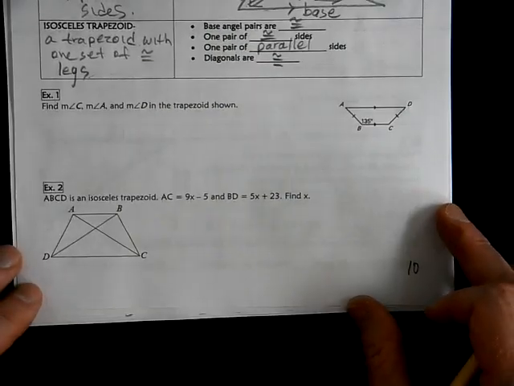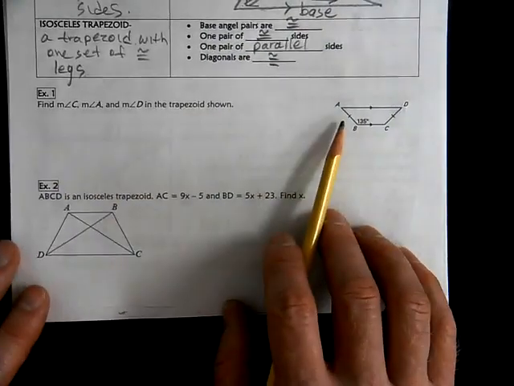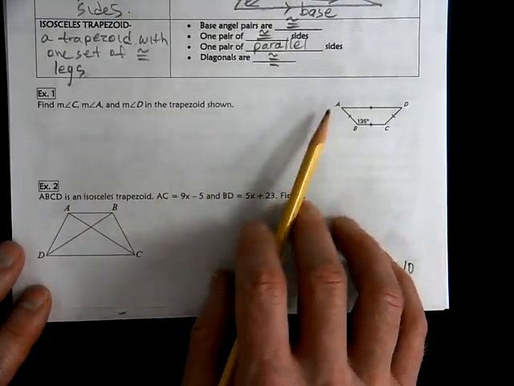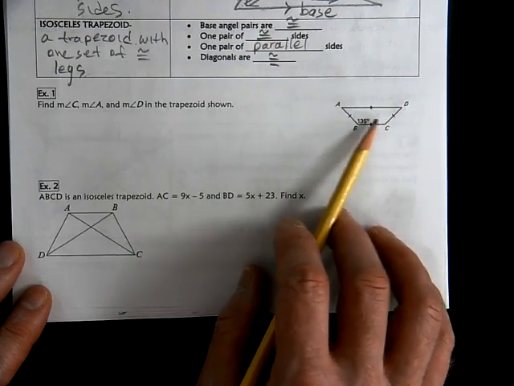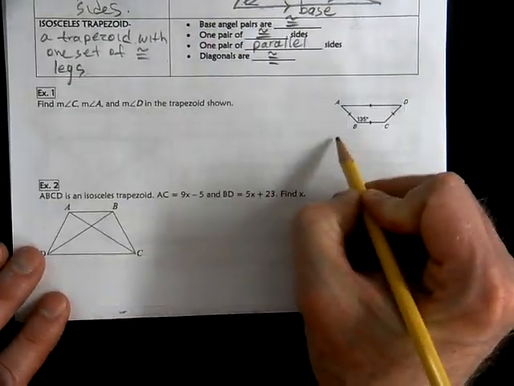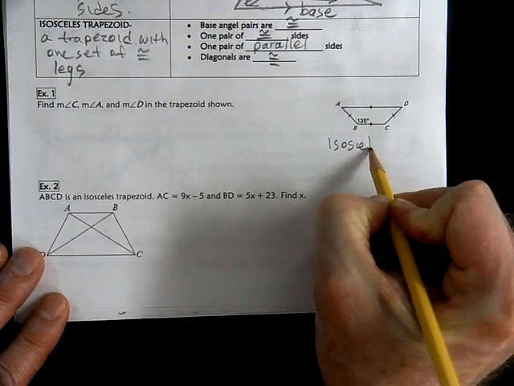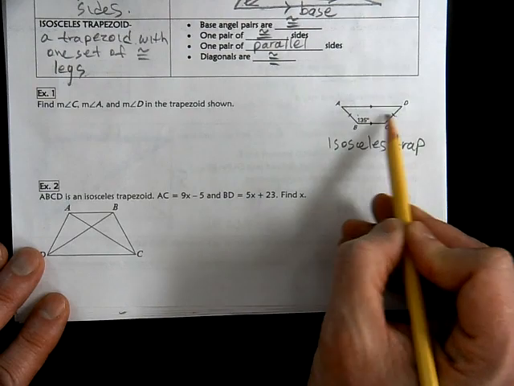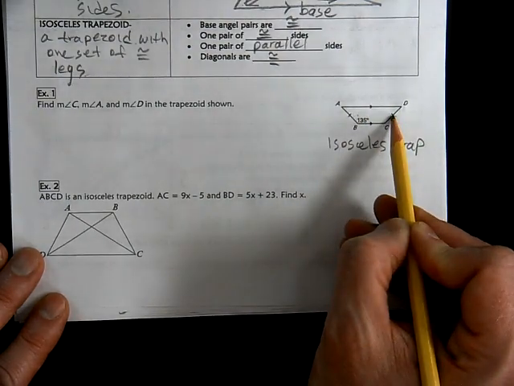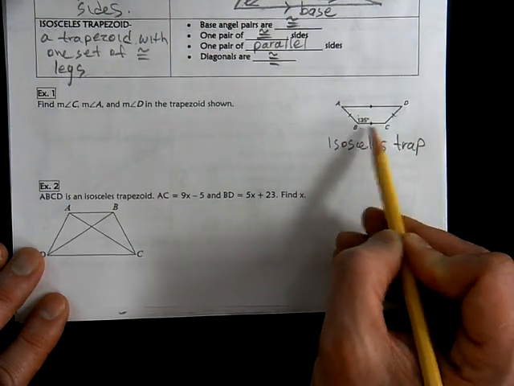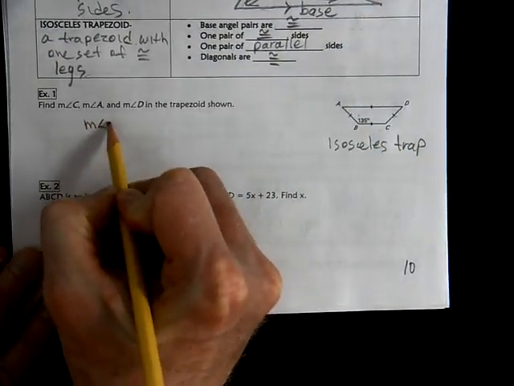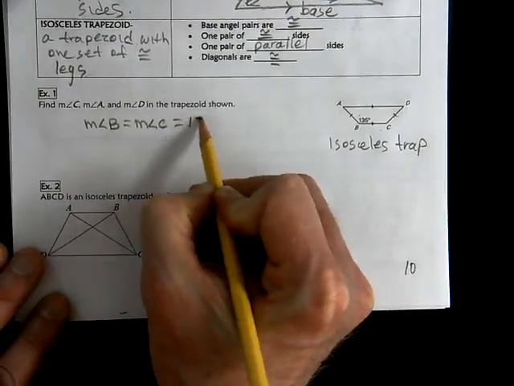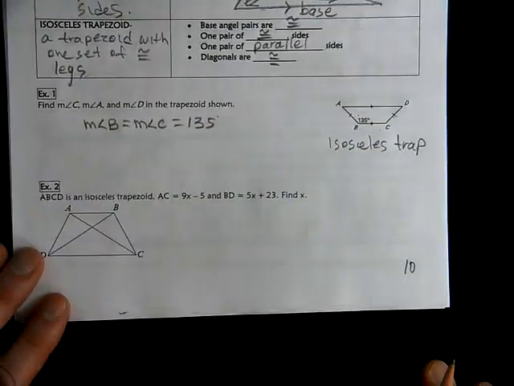So let's take some of those facts. Let's answer question 1. This is a trapezoid. This is an isosceles trapezoid, because it has the legs the same length. So I know that the measurement of angle B is going to equal the measurement of angle C, which is, of course, 135 degrees.